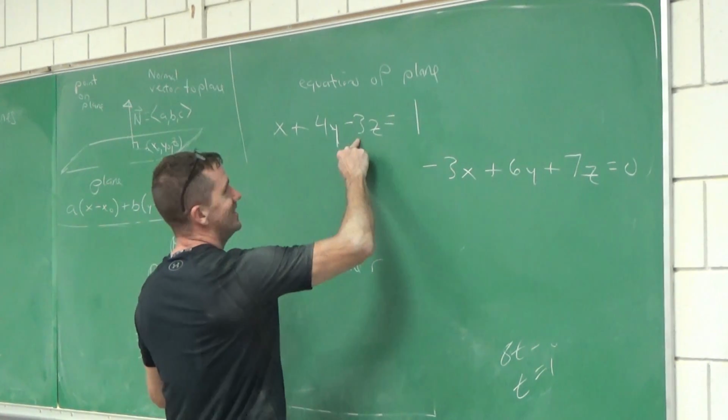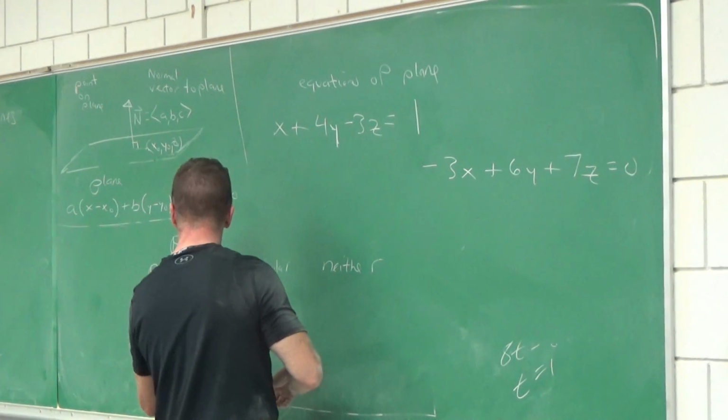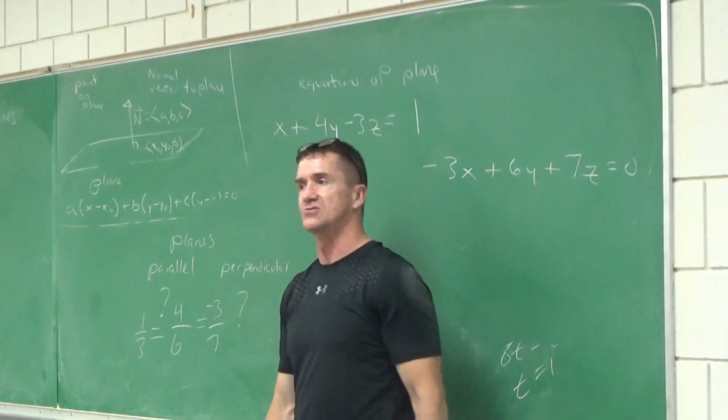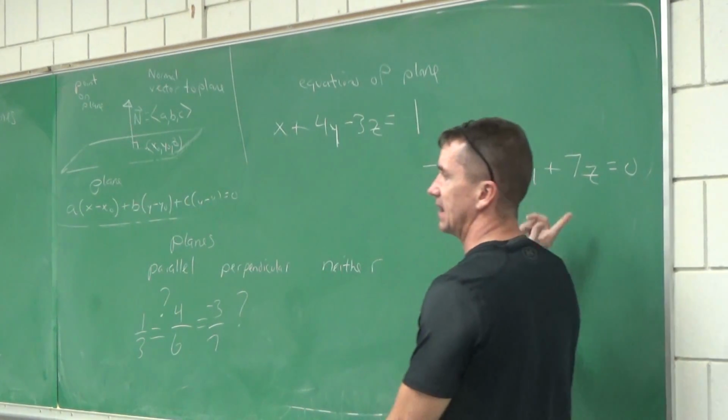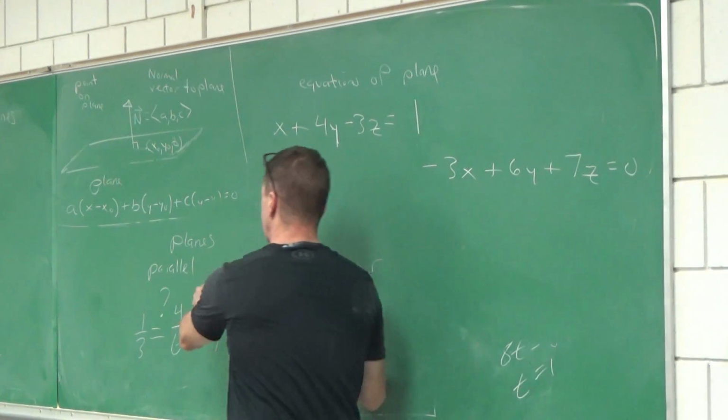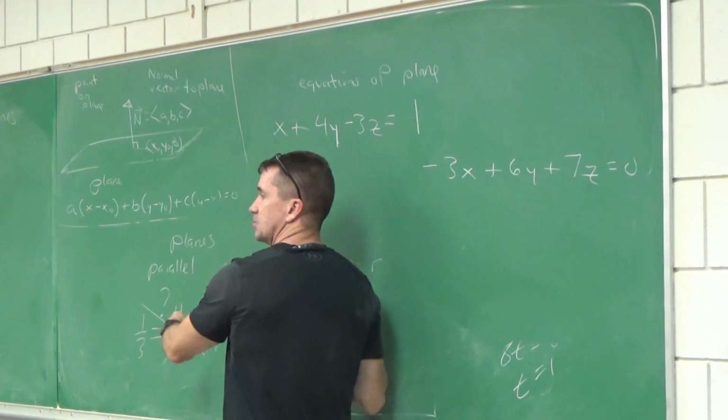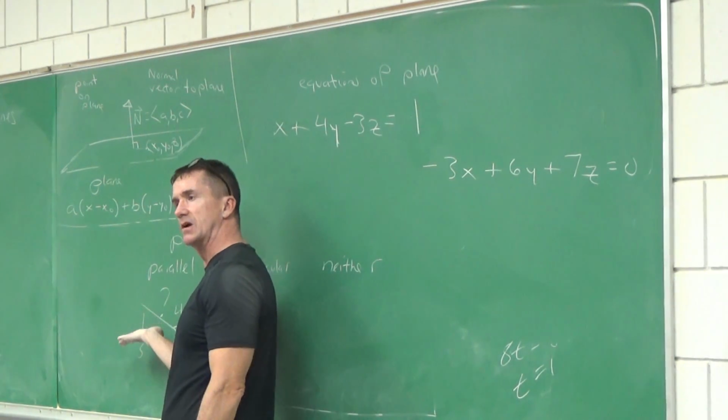Is the next one equal? No. This would have to hold true, and those ratios are not equal. By the way, you never care about that last number. That doesn't have to hold. These are not parallel, but that's what we do. I just say ratios, equivalent ratios, right?